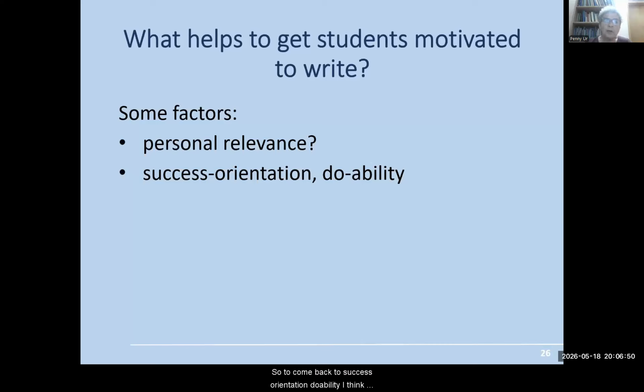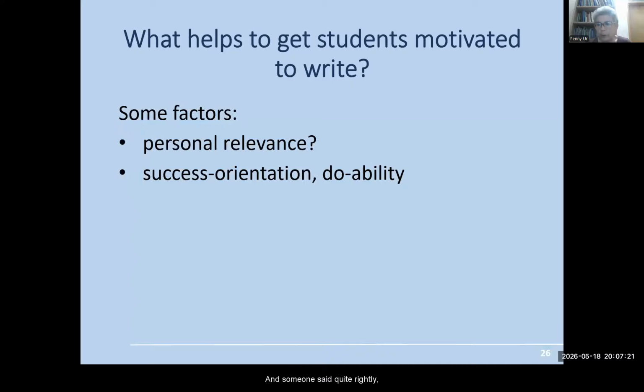To come back to success orientation and doability, I think this is really, really important, that it should be easy for them to do. And someone already mentioned this in the discussion, that it's just very difficult sometimes for students to write, and we need to make sure that they can do it. Now, the uses of a pen is amazingly difficult. I've done it lots of times in class. It is very difficult because it demands an enormous amount of vocabulary.